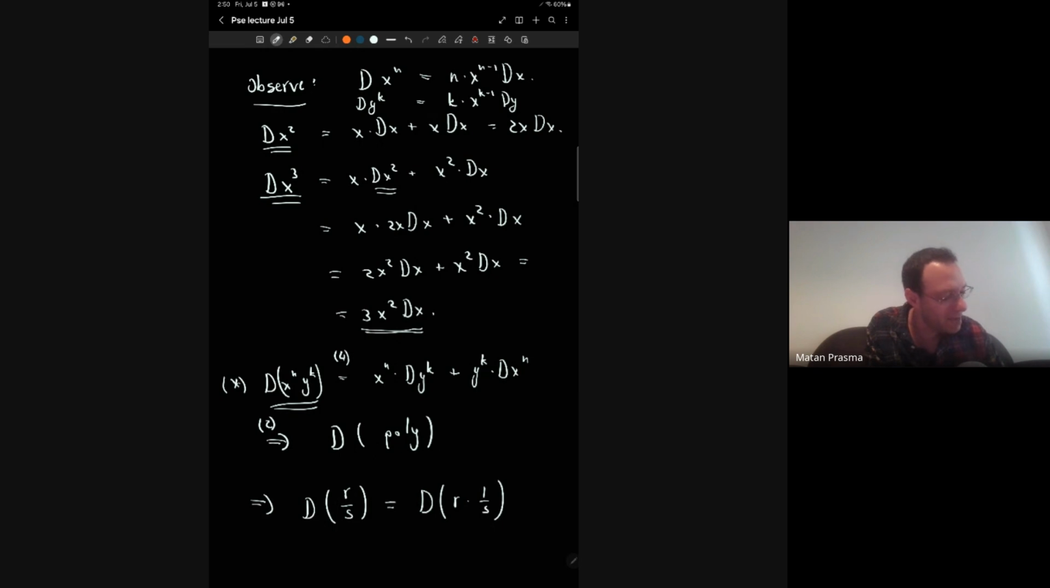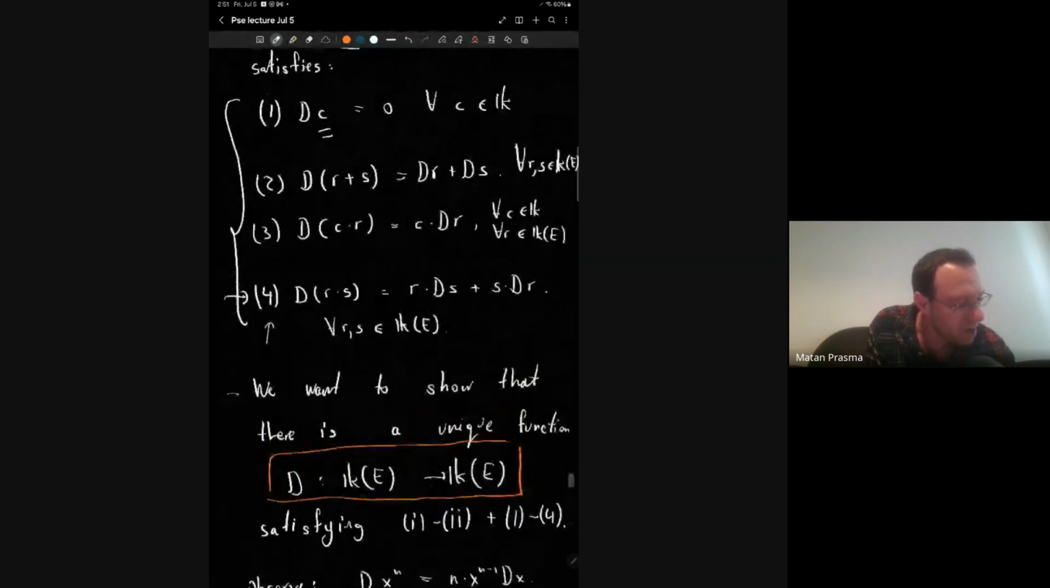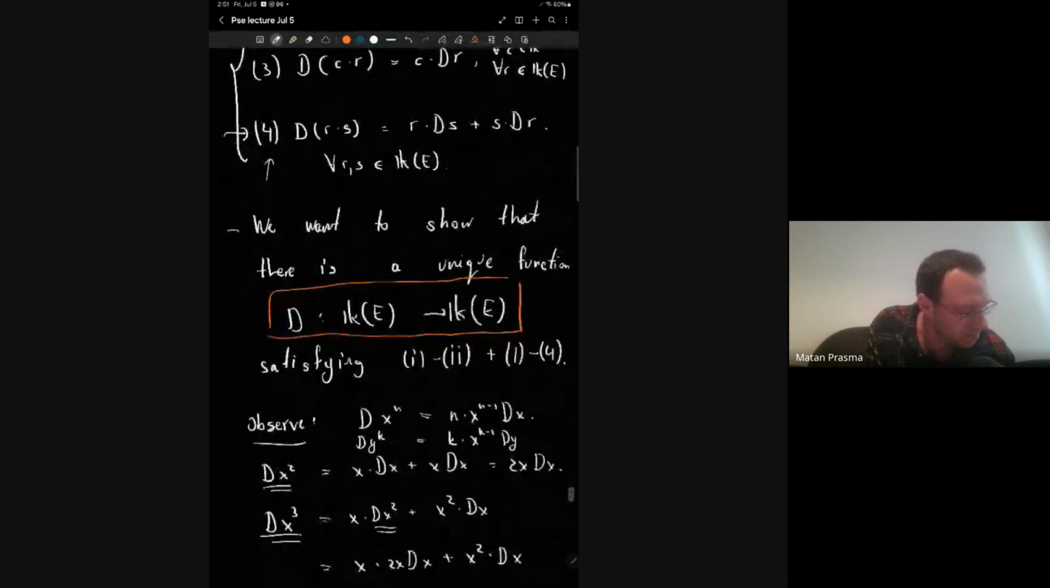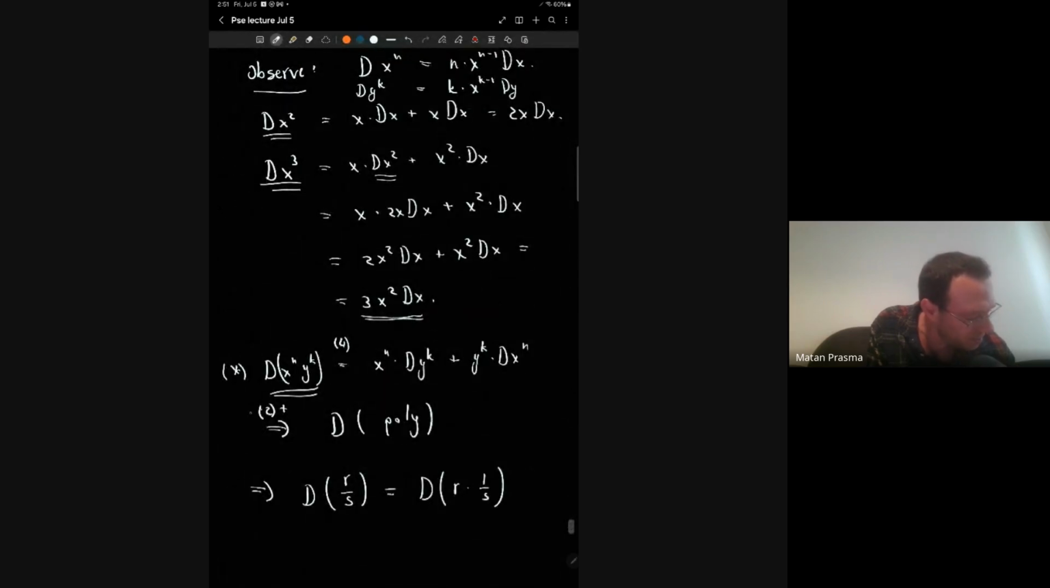Of course, to do d of a polynomial, I need to use rule number 1, rule number 2, and rule number 3 as well, because a polynomial is a sum of x^i y^j times c_ij.